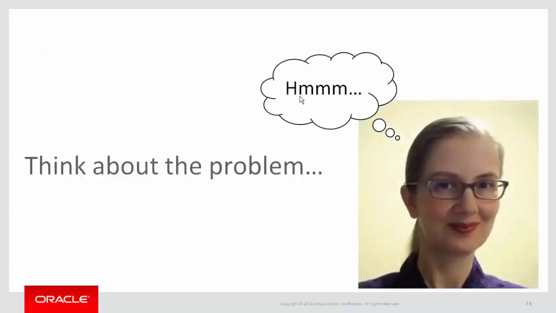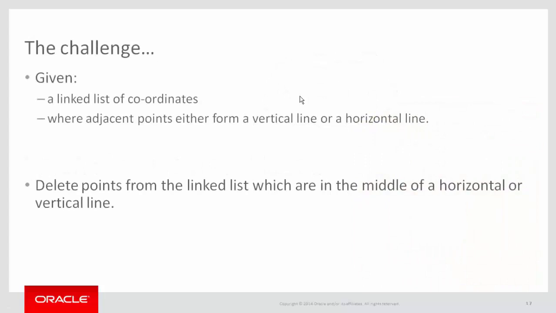Let's get back to the challenge. Given a linked list of coordinates, where adjacent points either form a vertical line or a horizontal line, delete points from the linked list which are in the middle of the horizontal or vertical line. Now, I'm going to add an additional criterion to this that wasn't present on the website that posted the challenge. No backtracking. This wasn't explicitly spelled out, but judging from the solution posted on the website, we need to have this or the solution on the website won't be correct. What I mean by no backtracking is I can't go to, for example, 510, 710, and then back to 510. So no backtracking.